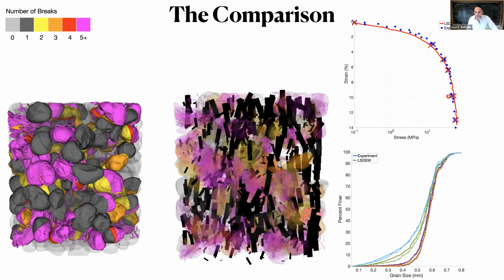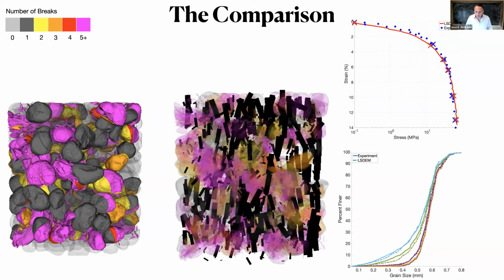This curve here seems trivial. This is your macroscopic stress strain curve. It's extremely difficult to get with continuum models, but here the computational model nails it literally and matches exactly the observations in the experiment. But this one here is a remarkable set of curves. This shows the evolution of the grain size distribution in the sample as a function of breakage.